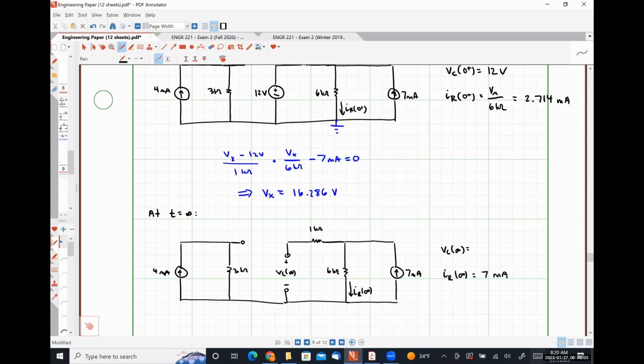Yes. So why is it 42 volts? I will explain it. I'm not going to make you suffer through that.